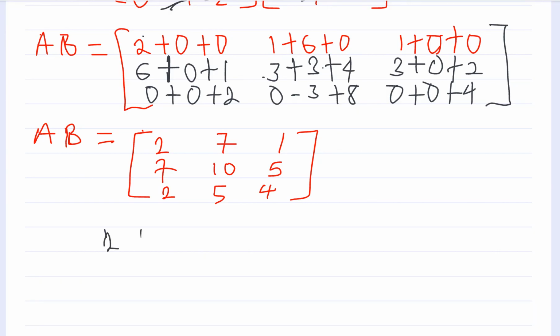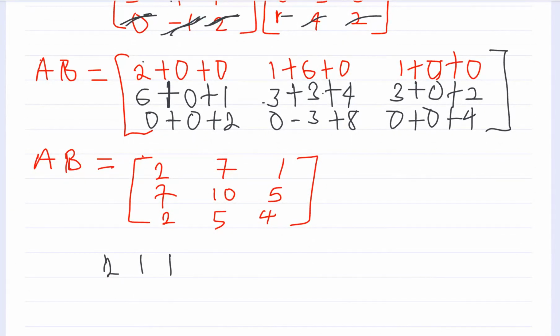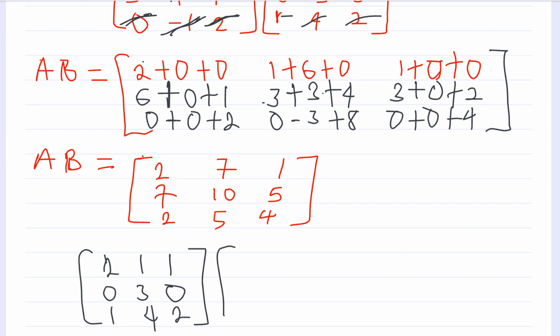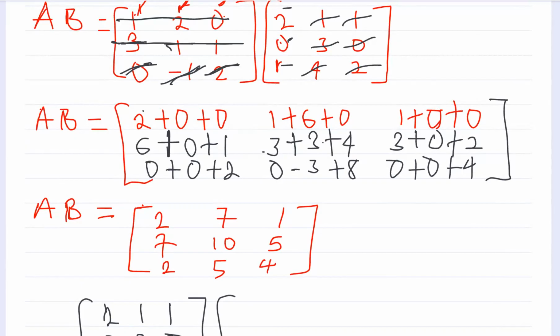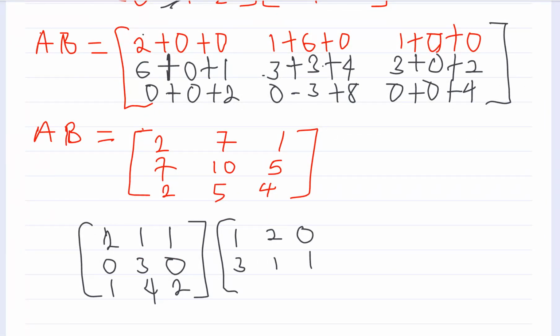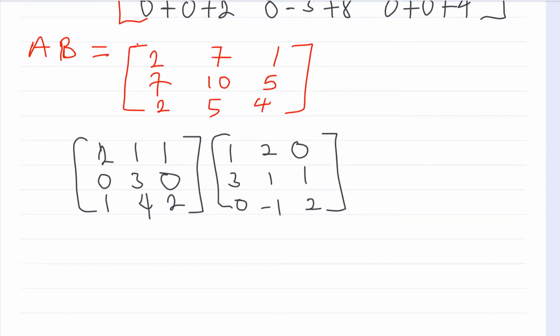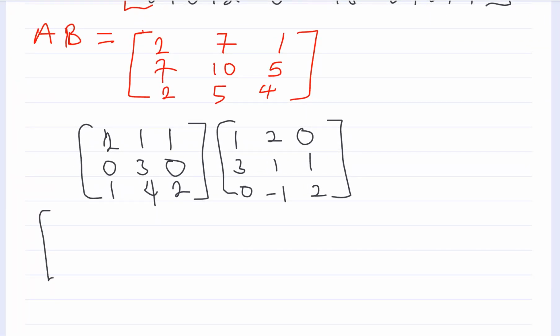So B is 2 1 2, 1 1 0, 3 0 2, 1 1 0, 3 0. Then 1 4 and 2. And our A is 1 2 0, 1 2 0, 3 1 1, 3 1 1, and then 0 negative 1 2, 0 negative 1 2. Alright, so let's multiply together. That's gonna give us what now?